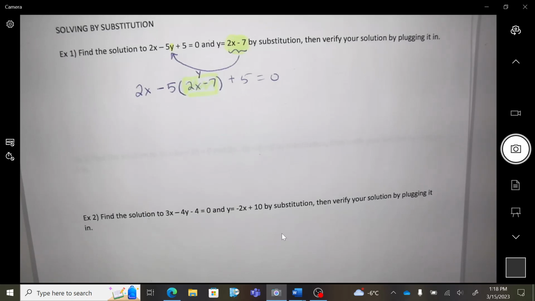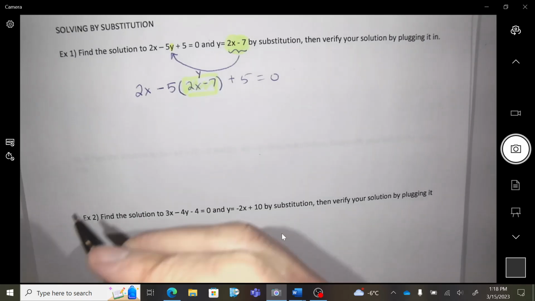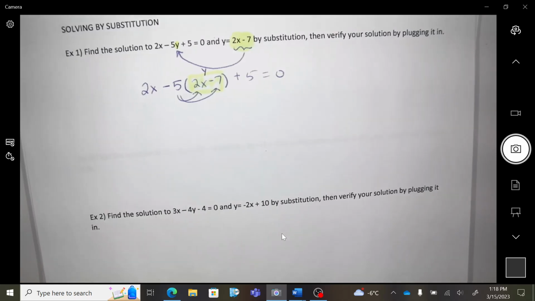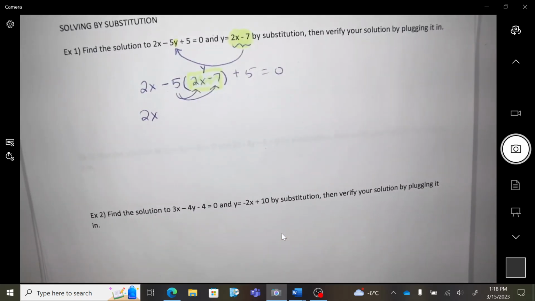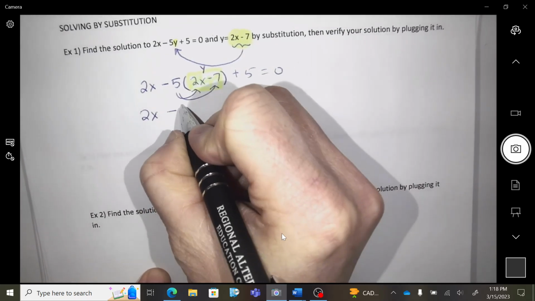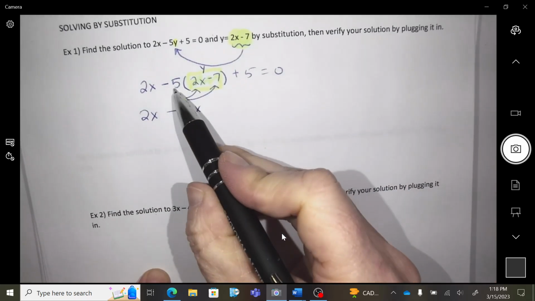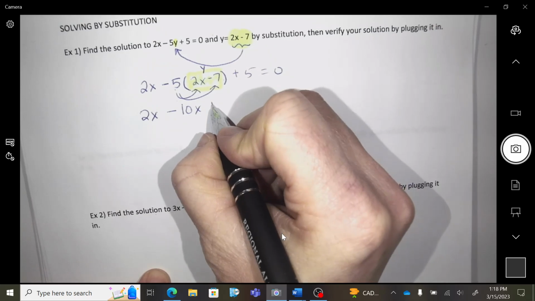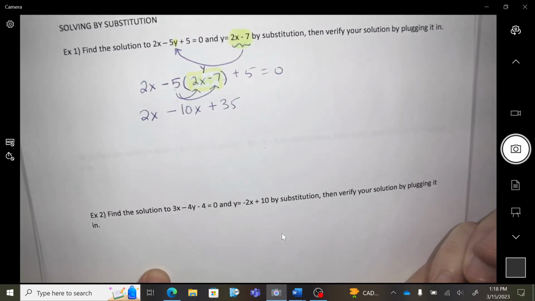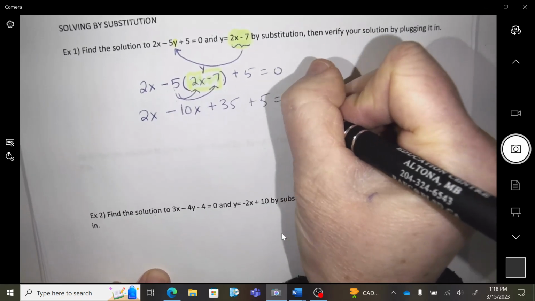Okay, now the rest of this is algebra skills. So where would you go with your first algebraic maneuver here? What would be the best thing to start with? Brackets. The brackets. So I want you to be doing that to the brackets. So you still have the 2x in the front, and then subtract 10x. Be careful with the signs of the next thing. Did you write a plus 35? And then there's a plus 5 and it equals 0.